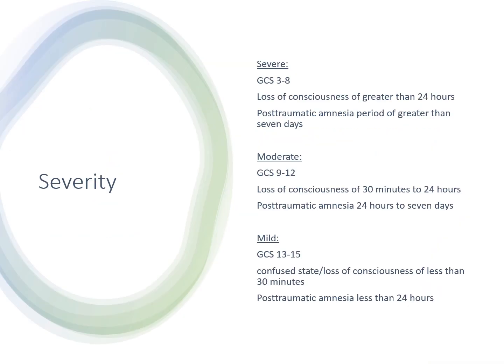Severity of brain injury is largely based on presenting GCS. A severe brain injury, severe TBI, will be classed as a GCS of 8 or less. Then there's some other sub-classifications as well, but the GCS is the main one we tend to use. Moderate is a GCS of 9 to 12 and mild is a GCS of 13 to 15.